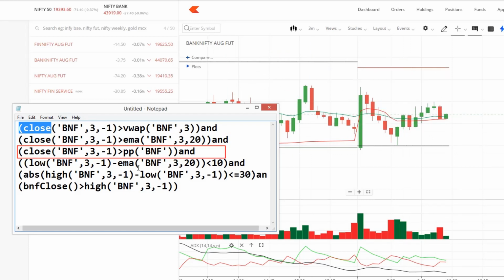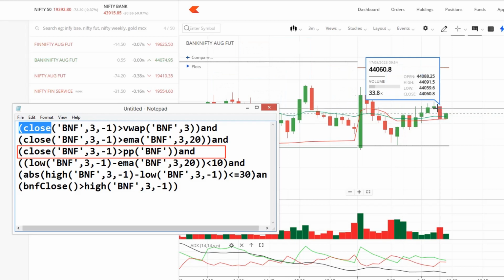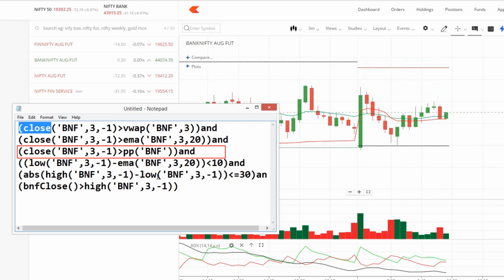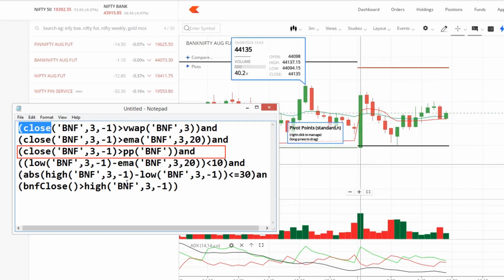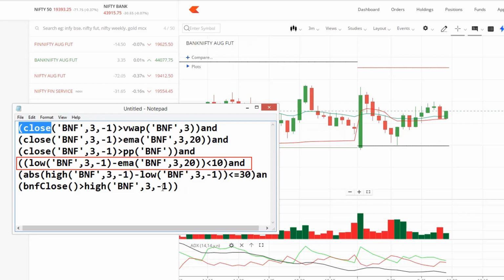Third one is previous candle close should be above pivot point. You can also use R1 for standard resistance or FR1 for Fibonacci resistance. Fourth condition is difference between last candle low and 20 EMA should be below 10. That means it should reach near EMA.